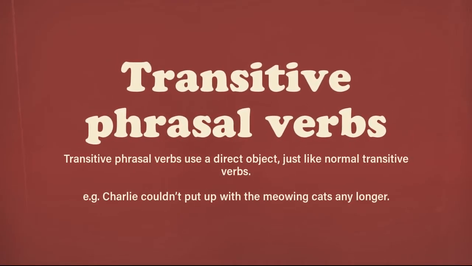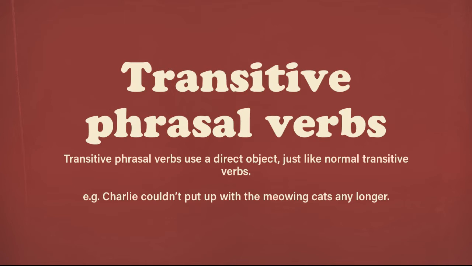Transitive phrasal verbs use a direct object, just like the normal transitive verbs. For example, Charlie couldn't put up with the meowing cat any longer. The transitive phrasal verb in that sentence would be put up with.